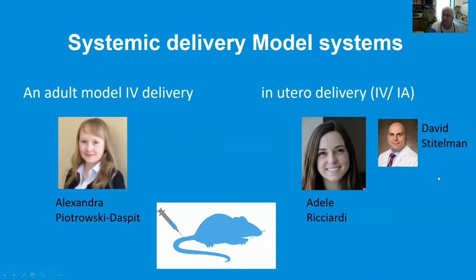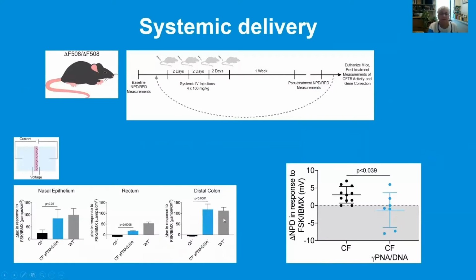She has been mentored by David Stittleman, who is a pediatric surgeon who has really shown her how to do this very difficult technique, which is quite excellent. So from a systemic delivery standpoint, we get baseline data, NPD and RPD. Then we treat the animals. They usually get 3 to 4 doses, 2 days apart over a week's time. Then we wait a week, and post-treatment, we repeat NPD and RPD, and then we wind up euthanizing mice post-treatment, looking for Cftr activity and correction.